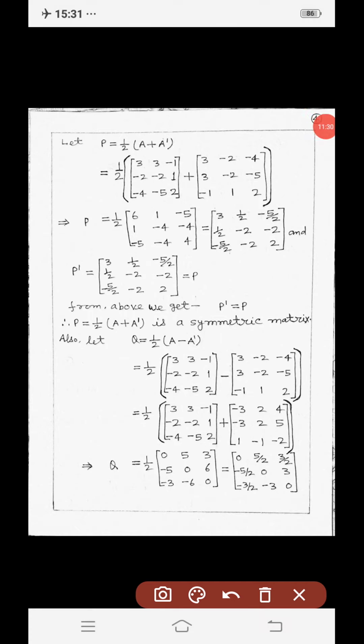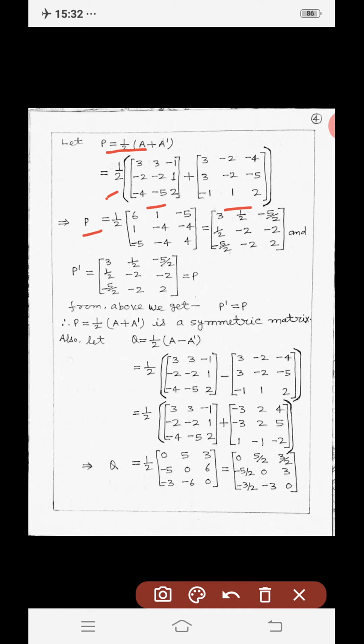Now P equal to 1 by 2 into (A plus A transpose), and this is equal to 1 by 2 into [3, 3, minus 1; minus 2, minus 2, 1; minus 4, minus 5, 2] plus [3, minus 2, minus 4; 3, minus 2, minus 5; minus 1, 1, 2].